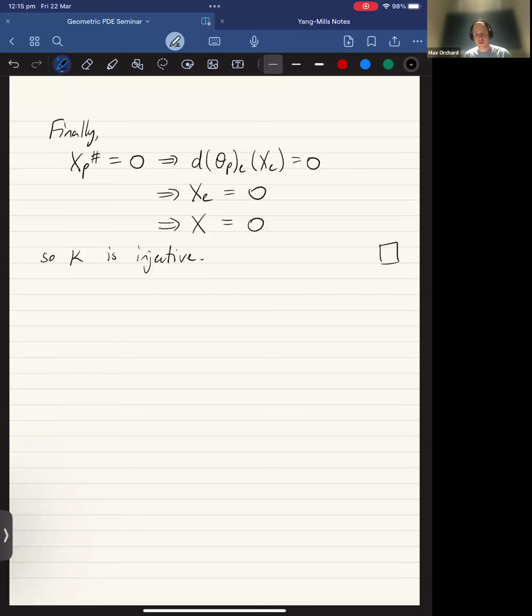So this provides us with an identification between the vertical subspace at a point and the Lie algebra of the structure group. And this identification here provides us with a more useful way to view, or a more concrete way to view, connections.